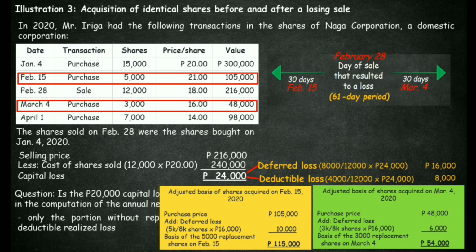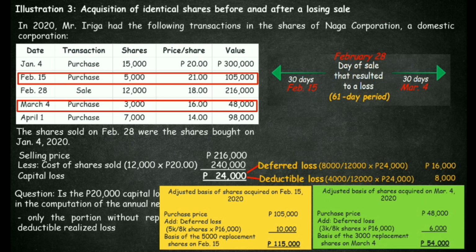So, how to get the 6,000? We have 3,000. Ito yung shares na binili on March 4. And then, we divide it with the total number of replacement shares, which is 8,000, 5,000 from February 15 and then, 3,000 from March 4. And then, multiplied by the total amount of deferred loss of 16,000. So, the answer to that is 6,000 pesos.